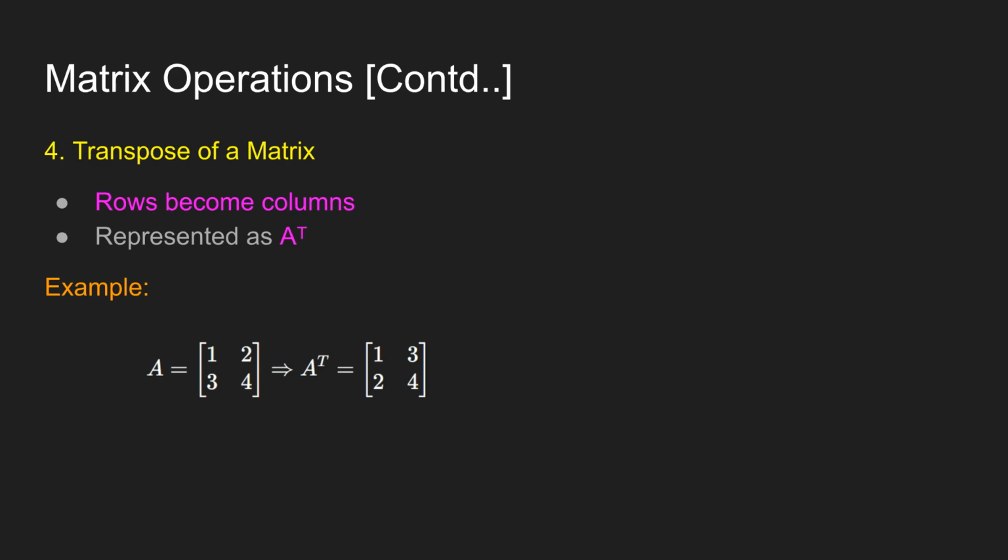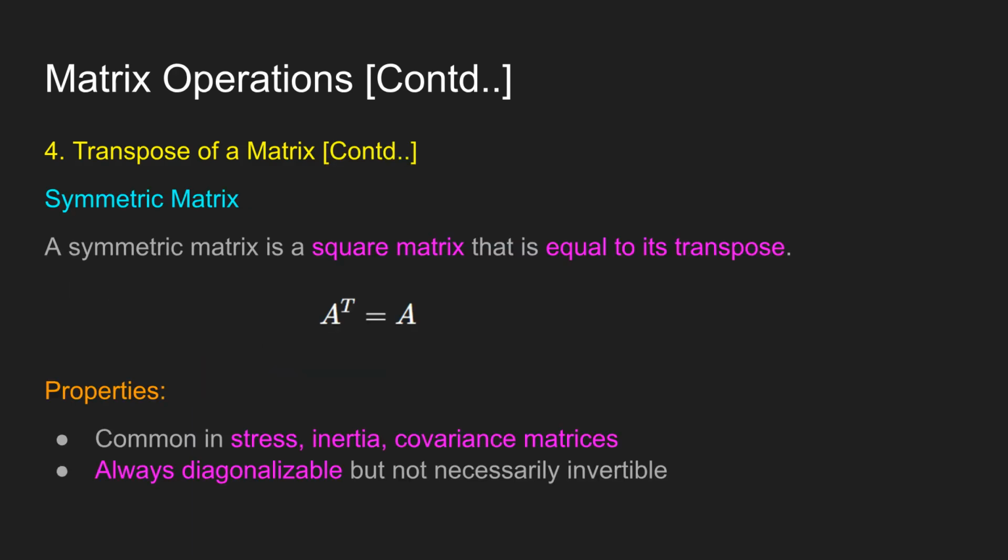The transpose of a matrix, denoted as A^T, is found by interchanging the rows and columns of the original matrix. A symmetric matrix is a square matrix that remains unchanged when transposed, meaning it is equal to its own transpose. These matrices are often found in physical systems like stress and inertia analysis. These matrices are always diagonalizable, but not necessarily invertible.